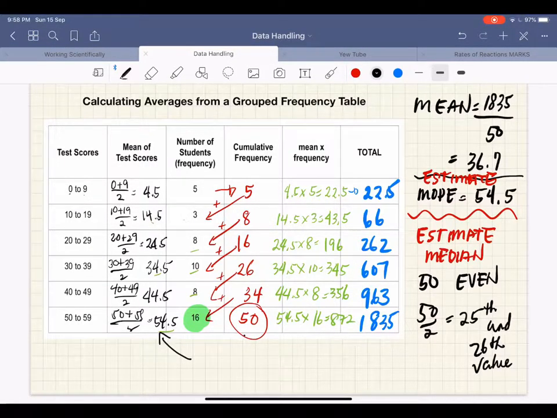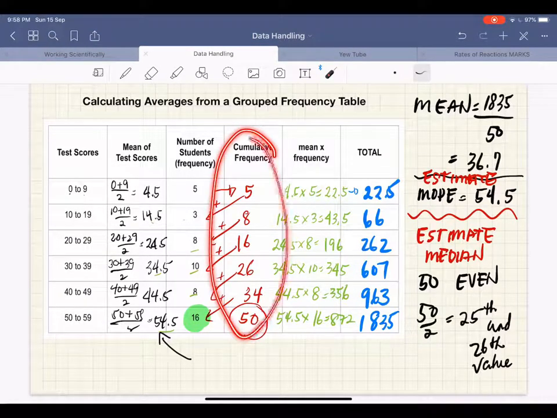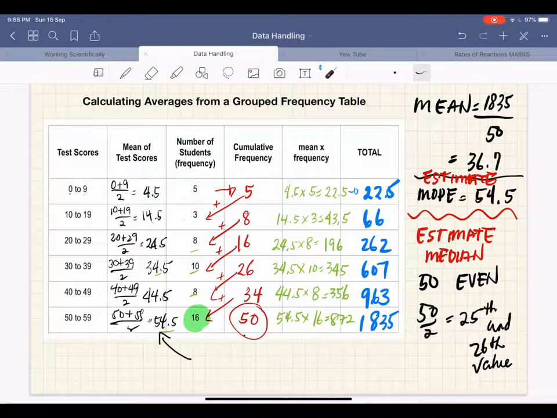Now, which part of the table are we going to look at? This is where we're going to look for the 25th and 26th value. We're going to look at the cumulative frequency table. Now, if you look here, this already tells you, 0 to 9, we have values number 1, 2, 3, 4, 5. So that means there are 5 numbers between 0 to 9. Next, there are 3 values from 10 to 19. So that means from the first value to the 19th value, there are now 8.